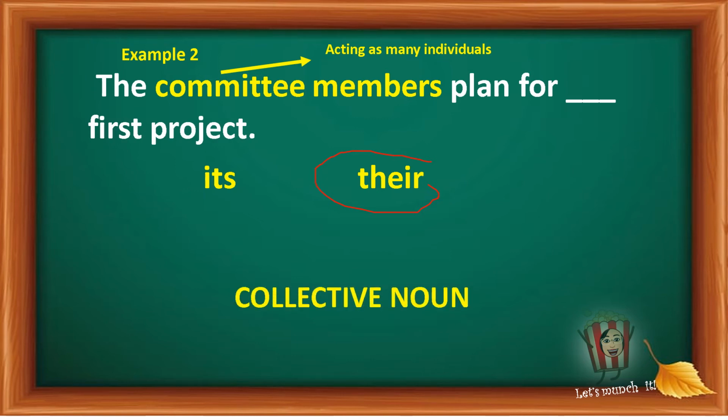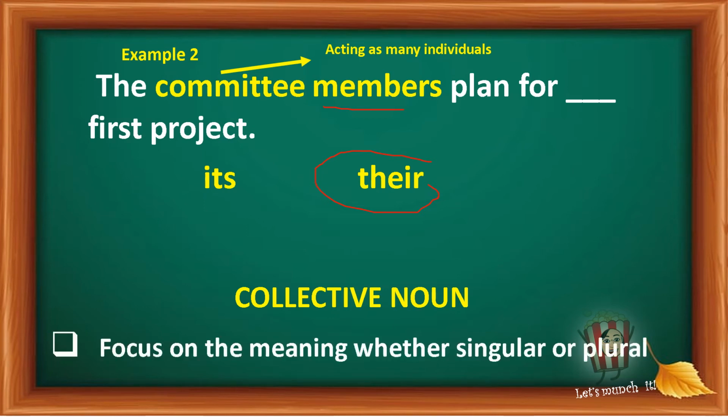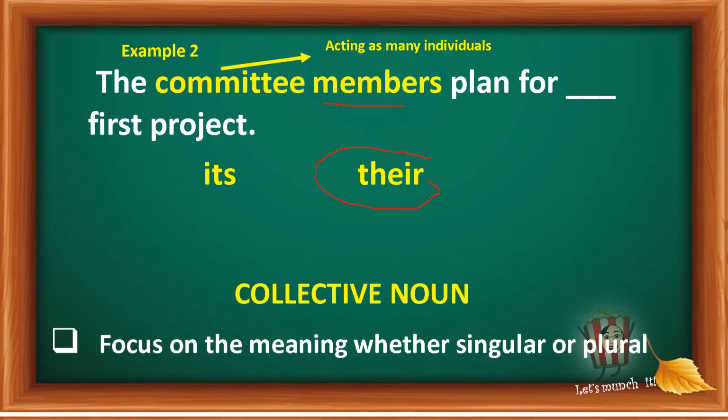Going back to the rule, we are talking about a collective noun. So here we know that when we say committee, it is just acting as one unit, but we added the word members. And when we say members, this is now acting as many individuals. Going back to the rule or the tip, focus on the meaning, whether singular or plural.